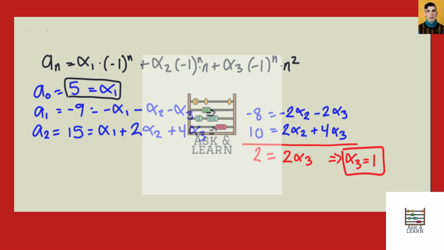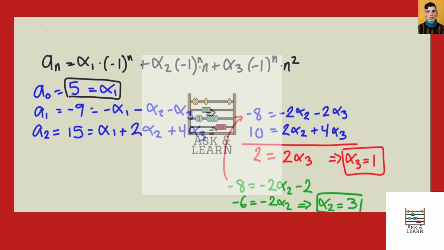Right, and so now we can put this back into any of the above equations. Let's just pick the first one, which would mean negative 8 is equal to negative 2 alpha 2 minus 2. So I could add 2 to both sides to get negative 6 is negative 2 alpha 2. So this would imply that alpha 2 is equal to 3. Excellent. So we have our alpha 1, alpha 2, and alpha 3 figured out.